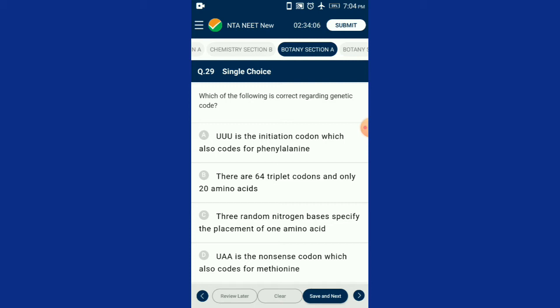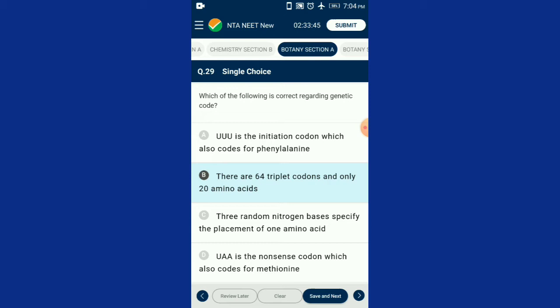Phenylalanine, that is UUU and UUC, two codons. Arginine is represented by 6 codons. So the answer for this question is option B. There are 64 triplet codons and only 20 amino acids are formed.